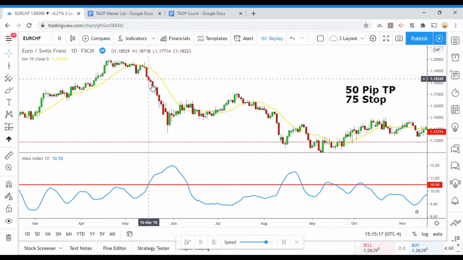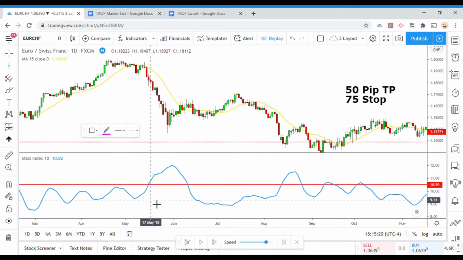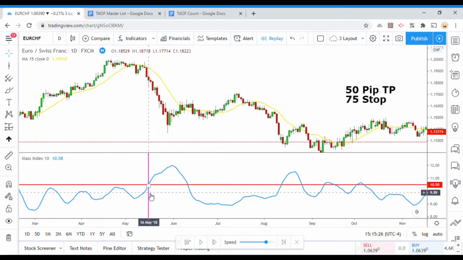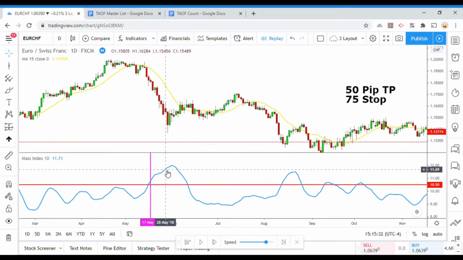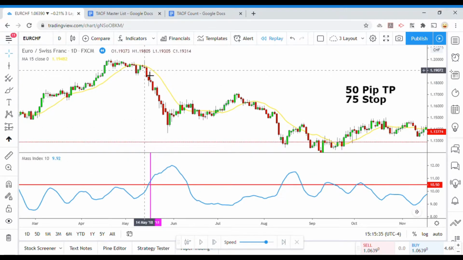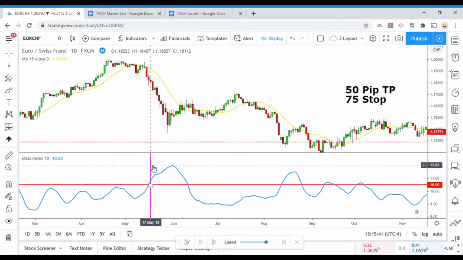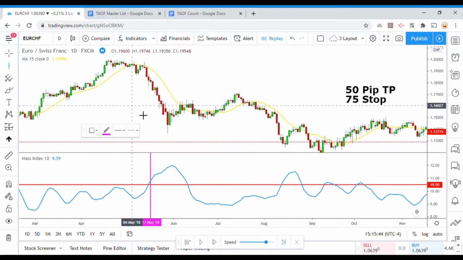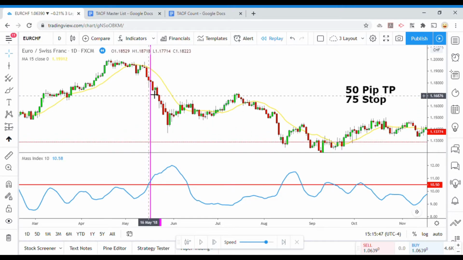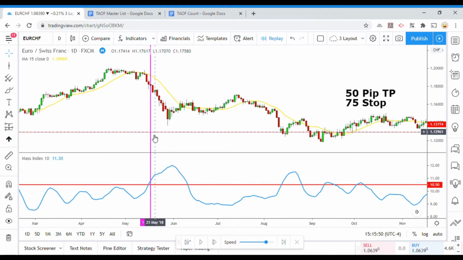Now, you also have to know when the mass index crosses the red line, you have to know what direction the trend was heading in. Because if this is going to reverse trend, you need to know what the original trend was so you know which way the reversal is taking place. So we will use this trade right here as an example. If you follow this purple line up when the mass index crossed the red line, we were in a downtrend.